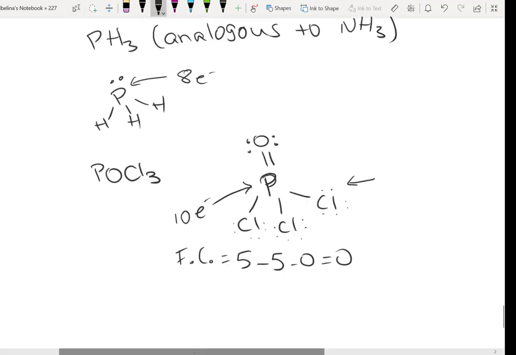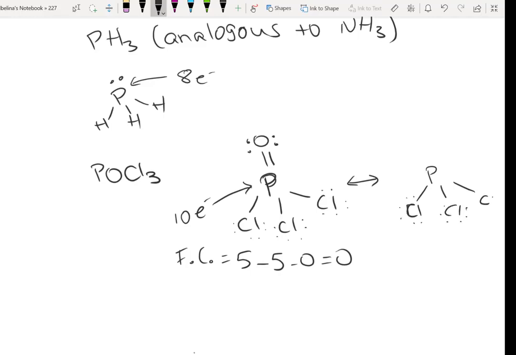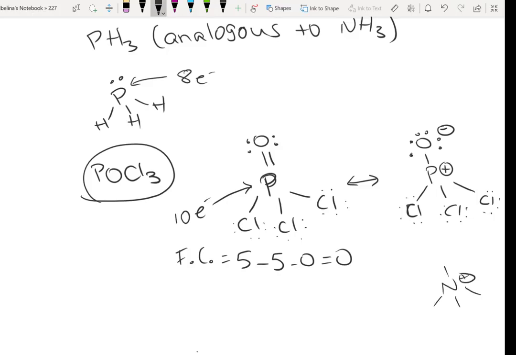You could have drawn, instead of a double bond to oxygen, a single bond to oxygen from phosphorus. In that case, you would have to put 3 lone pairs on oxygen to satisfy its octet. When you do that, you get a formal charge of -1 on oxygen. The formula is neutral, so overall, it needs to be neutral. It's neutral because there's a positive charge on phosphorus. If you remember, nitrogen with 4 bonds was positively charged. Phosphorus is below it in the periodic table, same thing.